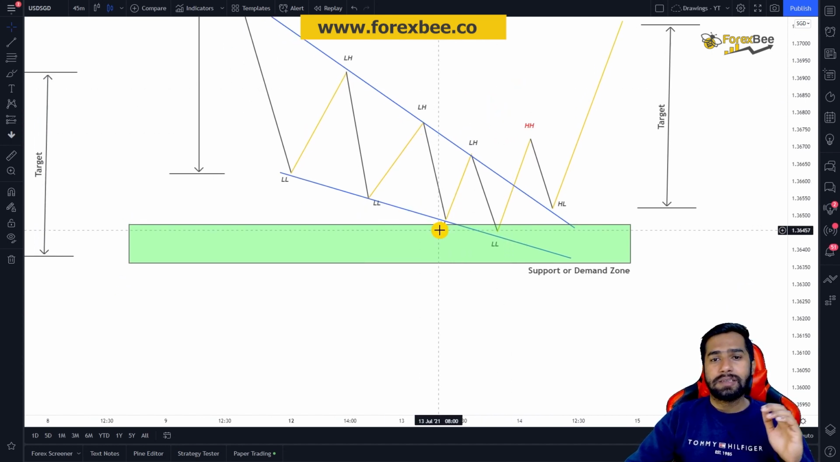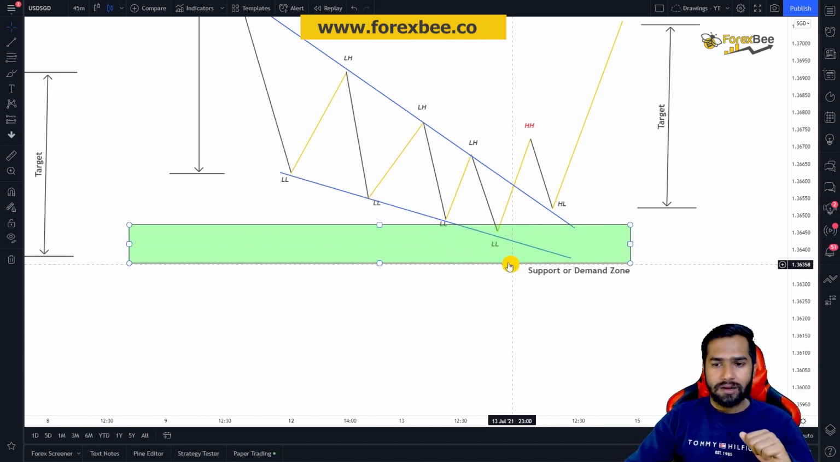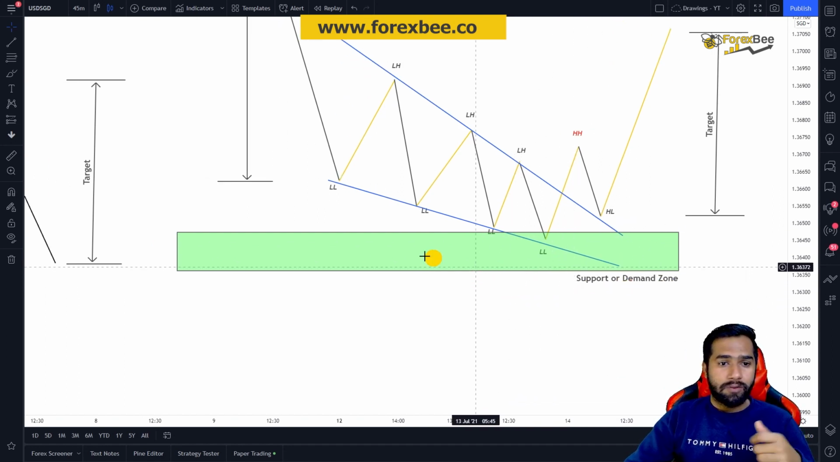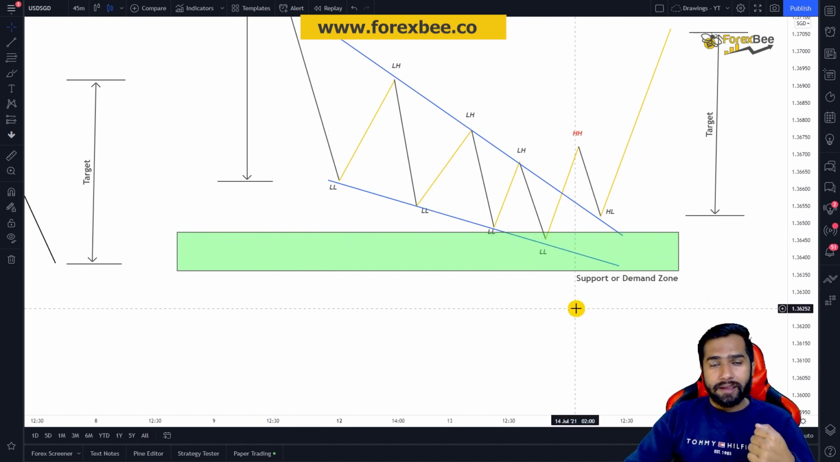In this case, the possible key levels are either support zones or demand zones. You can look for them in the past, and if you detect any demand zone or support zone, then that can act as a very good confluence.